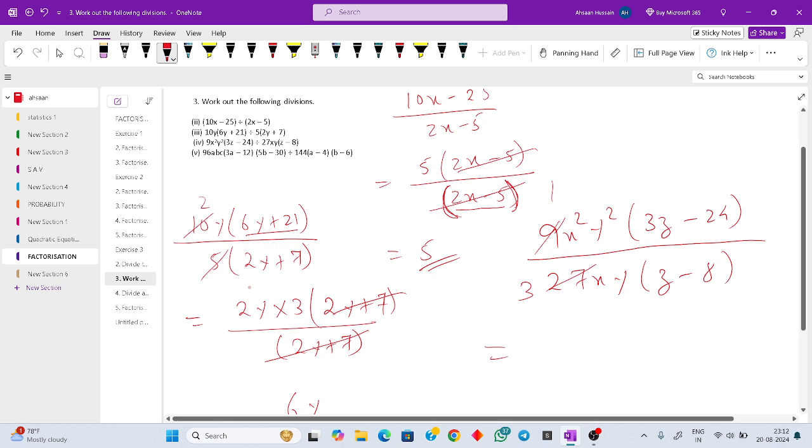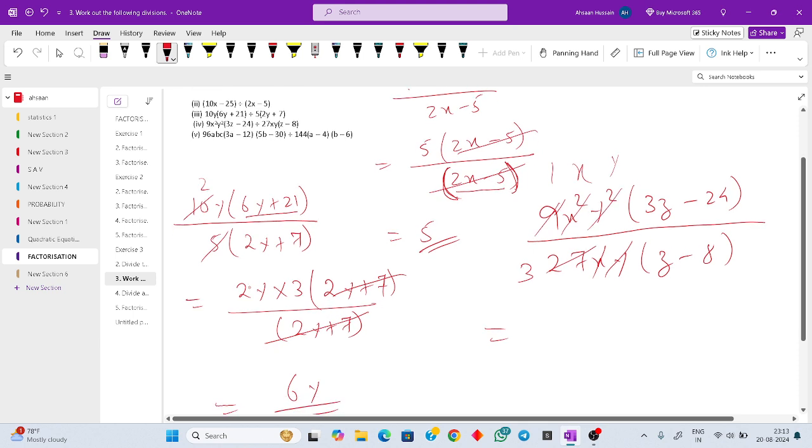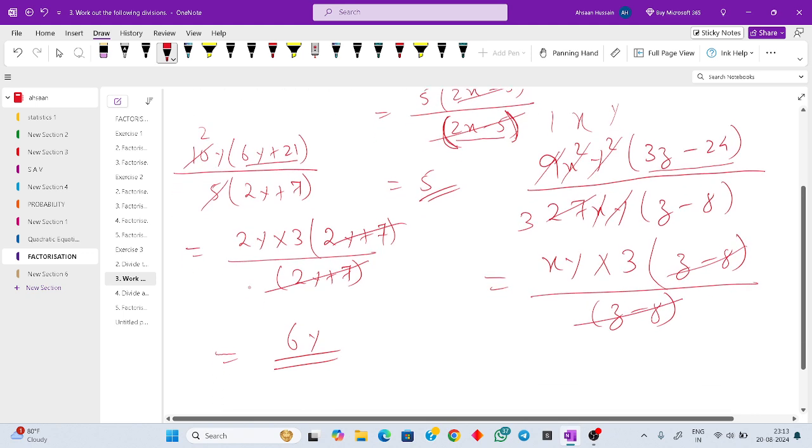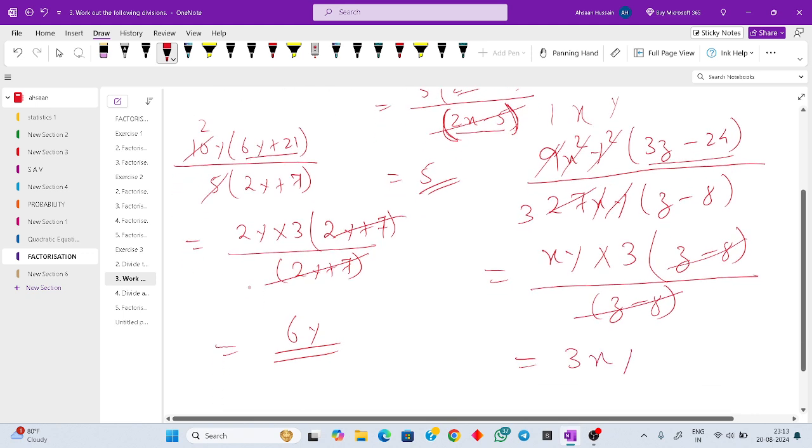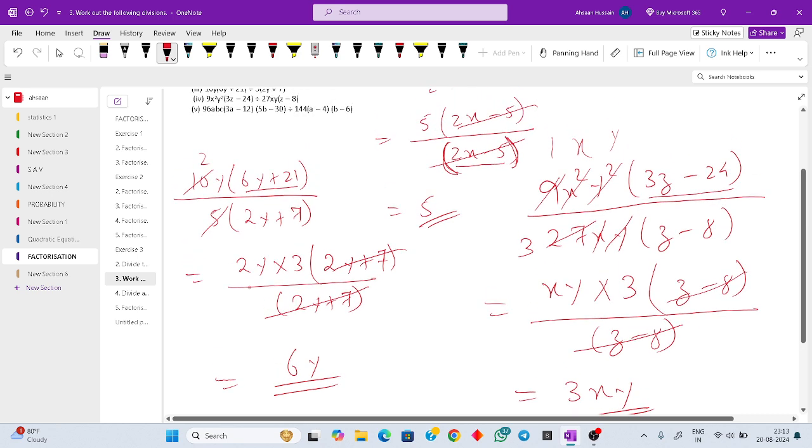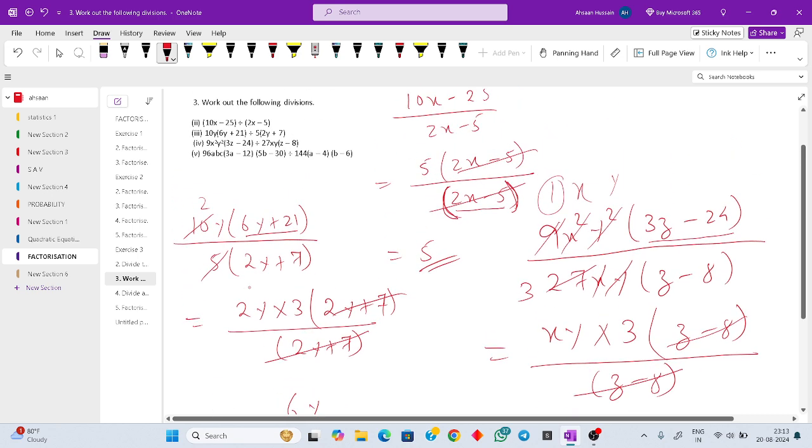And x also. So 1x will be left here, then y also. And between 3z and minus 24, what is common? 3 is common. Okay. So what is left in here? xy is left. Also, right, multiplied by 3, then (z minus 8) divided by (z minus 8). So the answer would be xy into 3, which is 3xy. This one is not necessary to write.